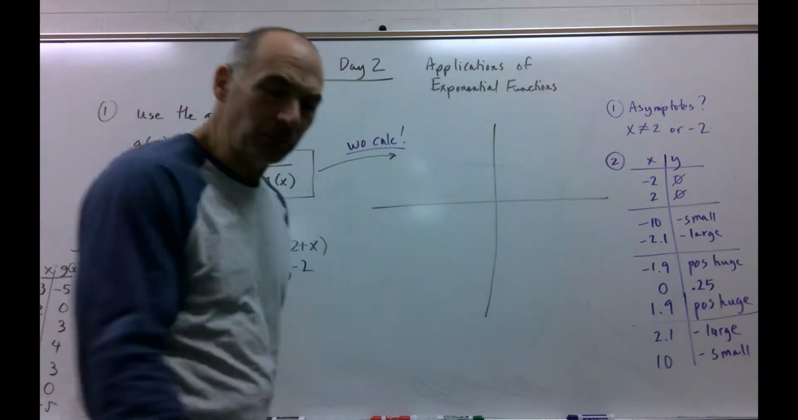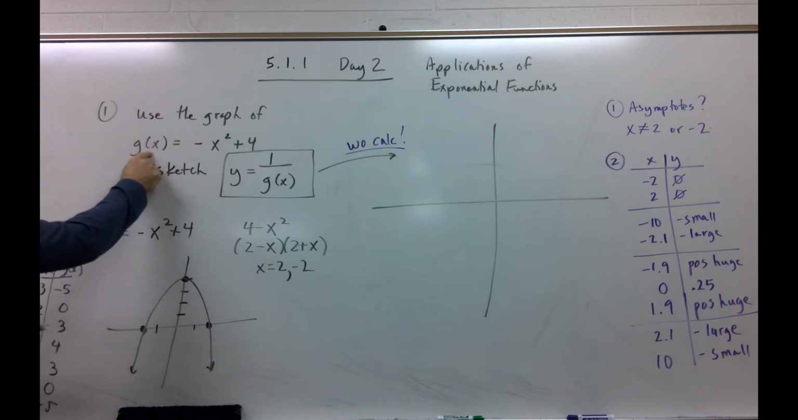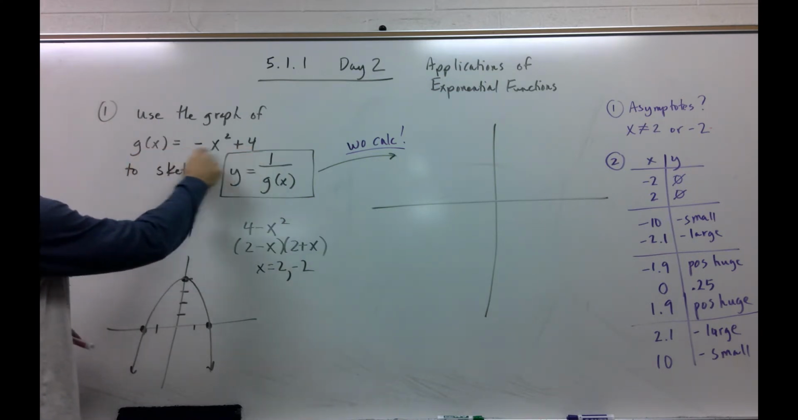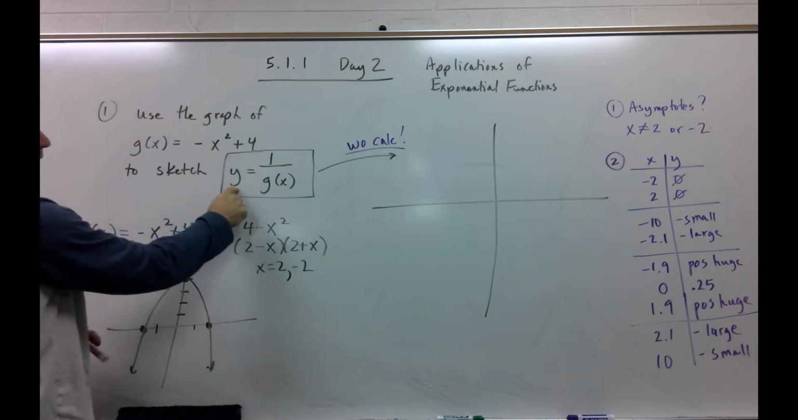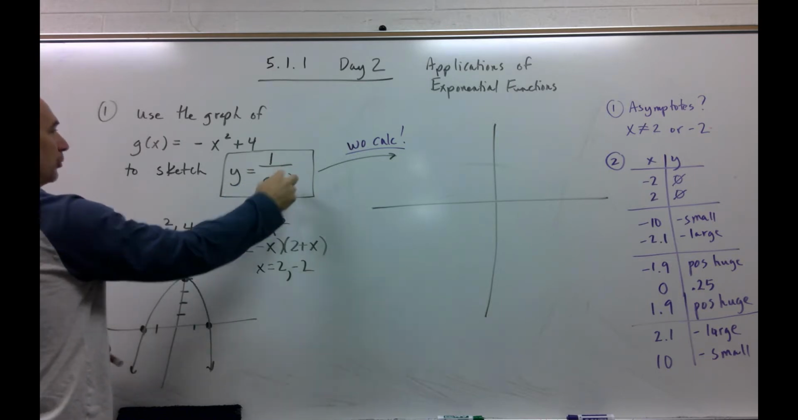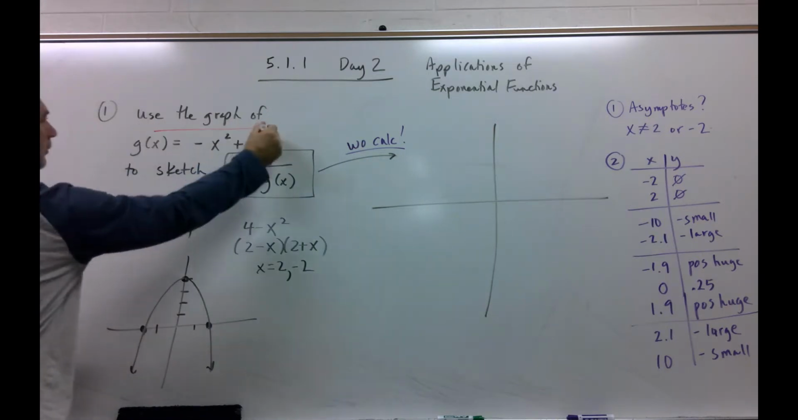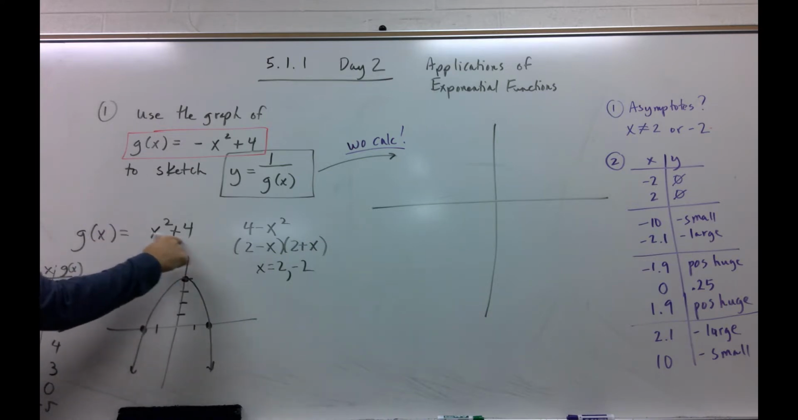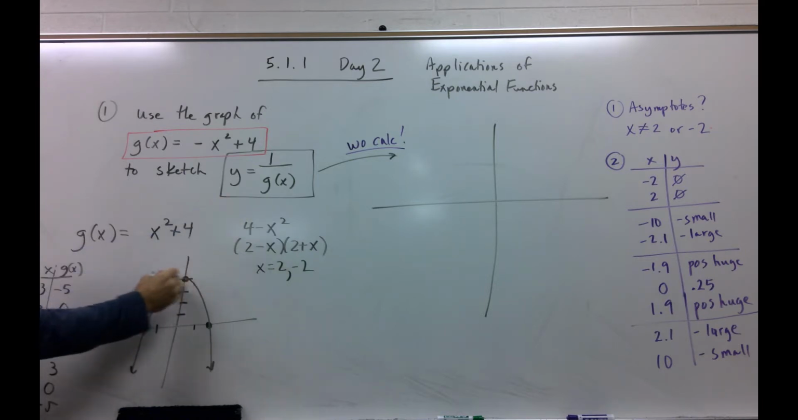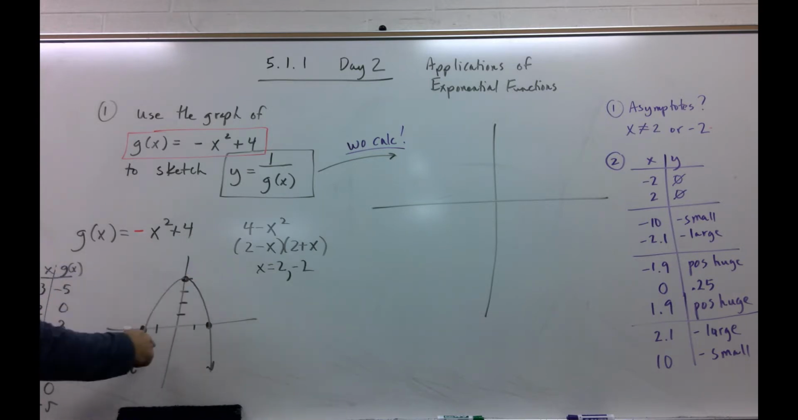But let's dive in. The problem asks us to use the graph of g of x equals negative x squared plus 4, which we can see is a parabola, parent function y equals x squared, to sketch the graph of y equals 1 over g of x. So, a reciprocal function. Now I do want to show you something. If I took that negative off, this would raise it up 4, and then it would be up like this. But because that's a negative, it flips it. We've talked about that a lot, so there you go.